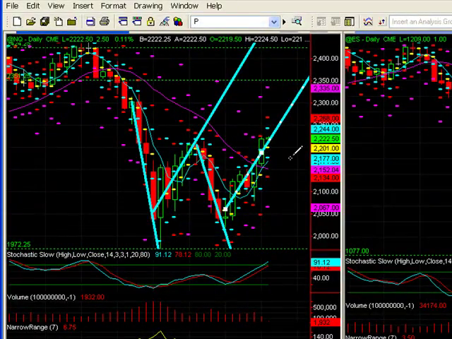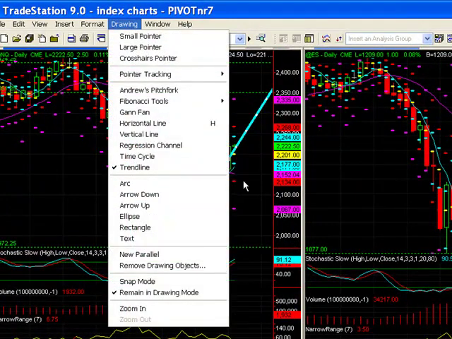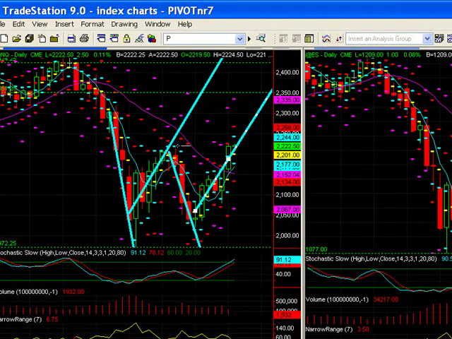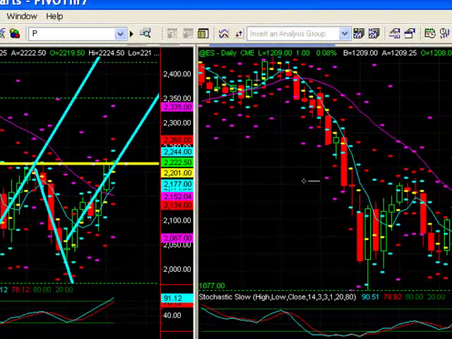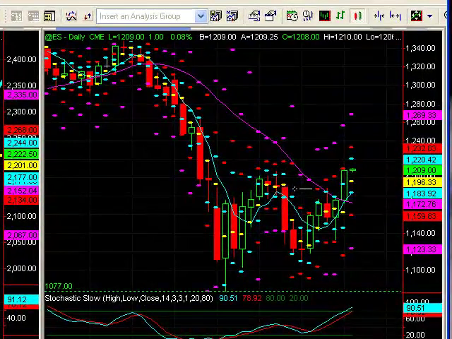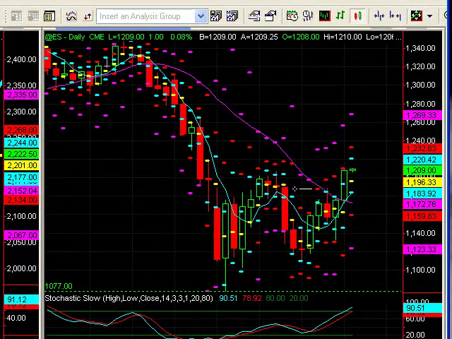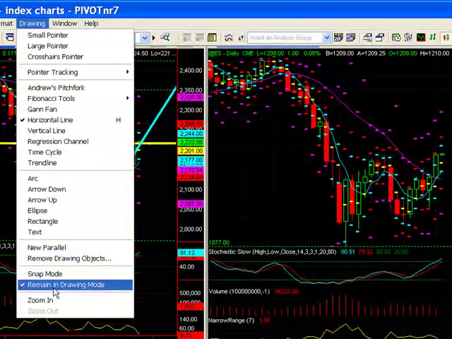Okay, does that look like a W? Absolutely beautiful. Okay, so now drawing horizontal line, boom. Okay, 1 tick above that high. Now, as we're progressing through the afternoon, we notice that the NQ pops through the high. The ES has not popped through the previous high, which was 1206.75. Take drawing modes off.